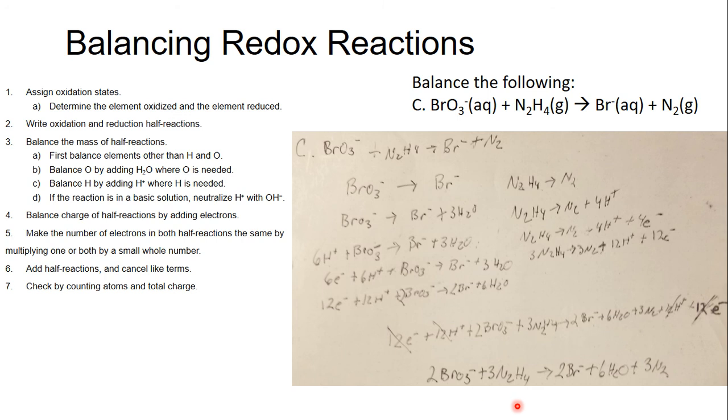And then at the very end, I'm left with 2 BrO3 minus plus 3 N2H4 goes to 2 Br minus plus 6 water plus 3 nitrogens. And what you should also do is make sure this is still balanced, the charges are balanced, and the masses are balanced as well. And that is how you balance redox reactions.